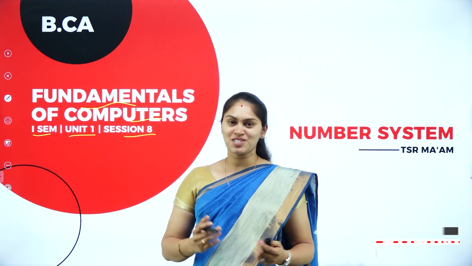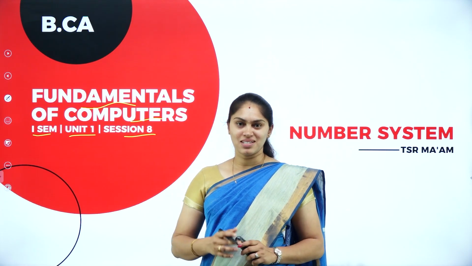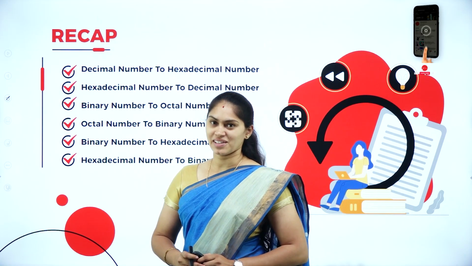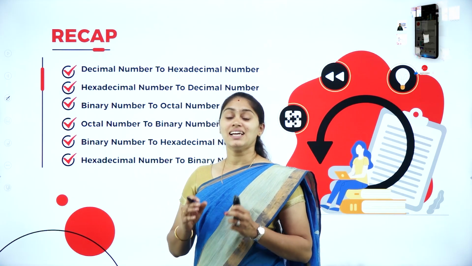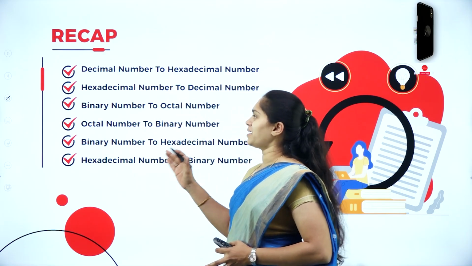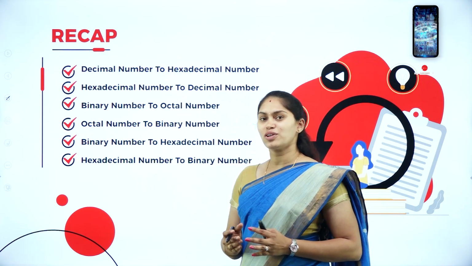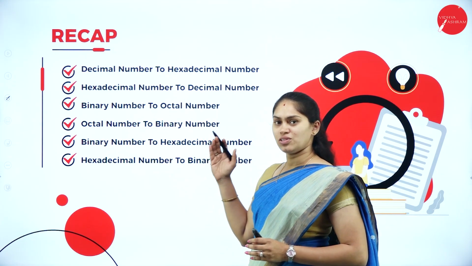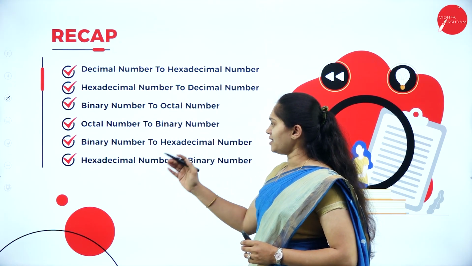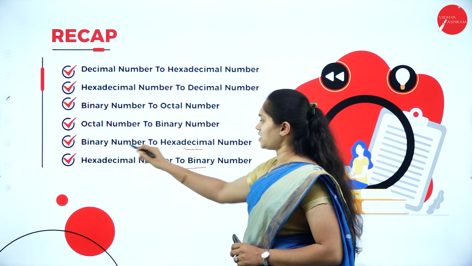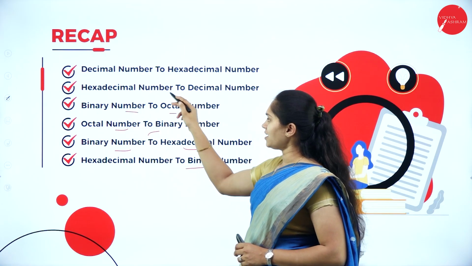So in today's session, let me continue with the number system itself. Before that, we'll have a quick recap of our previous session. As we know, in the last session of this unit, we had a discussion regarding these many topics. We got to know how to convert from decimal to hexa, hexa to decimal, binary to octal, and octal to binary, then binary to hexadecimal, and then hexadecimal to binary. All these we got to know in our last session.